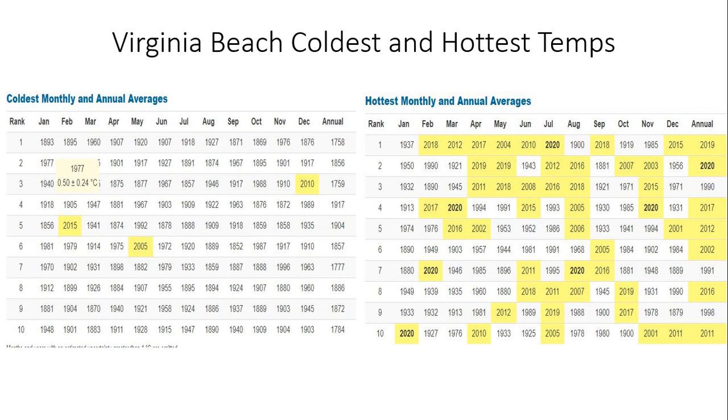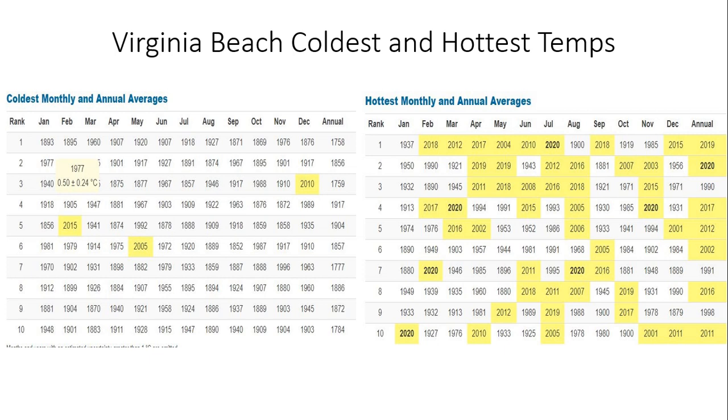2015, February was the 5th coldest. May of 2005 was 6th coldest on the ranking. And December 2010 was the 3rd coldest December in Virginia Beach going back to when records began, and those records began around 1876 for this area. Now, the graph on the right shows the hottest.